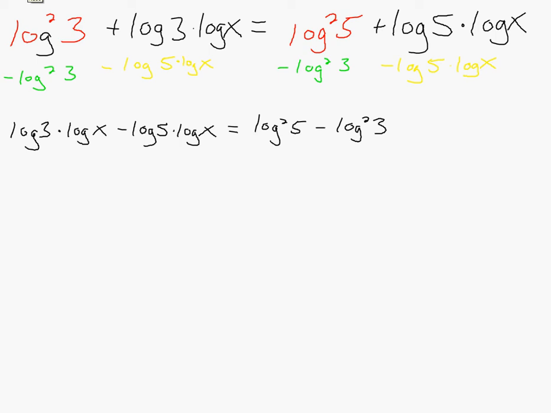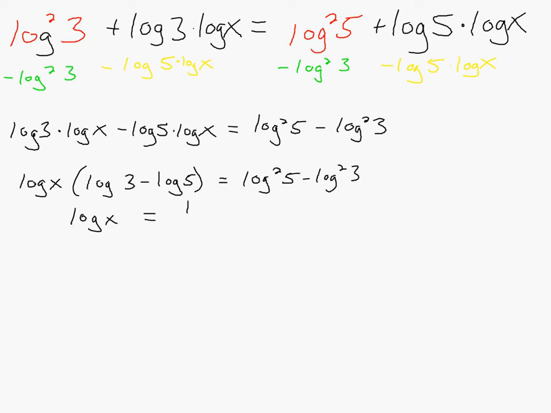On the left then, ultimately I'm trying to get x by itself. There's 2 x's in this problem. Since each x is being multiplied as part of a multiplication of 2 different terms, I want to factor out that log of x, which is what just happened. Each of these terms had a log of x. I factor them out to the beginning, giving me this. Right side's going to stay the same. I'm trying to get x by itself, so I'm going to divide both sides by log of 3 minus log of 5.